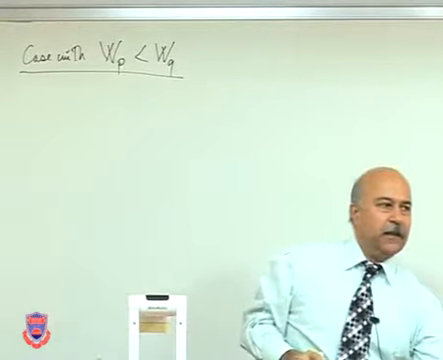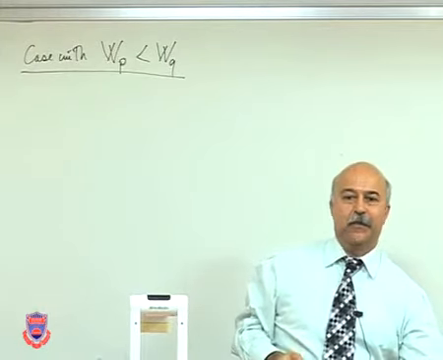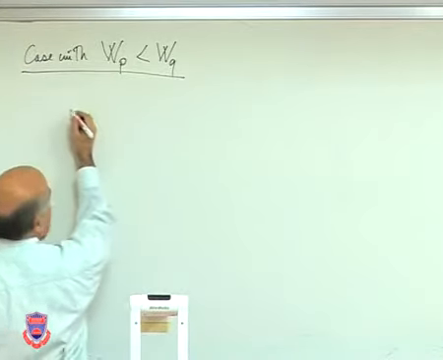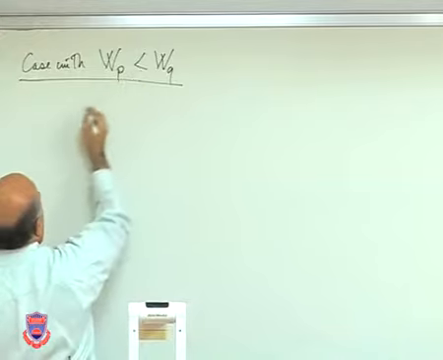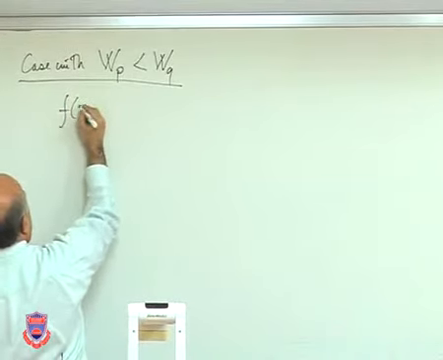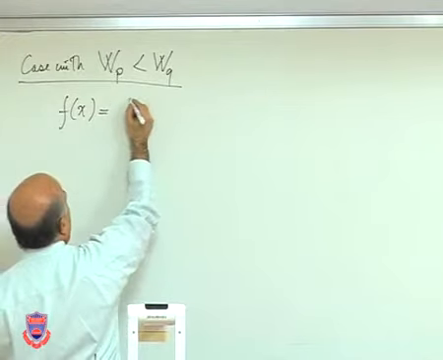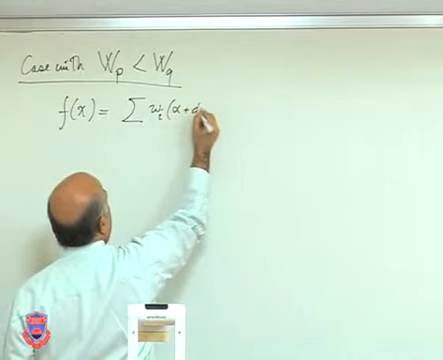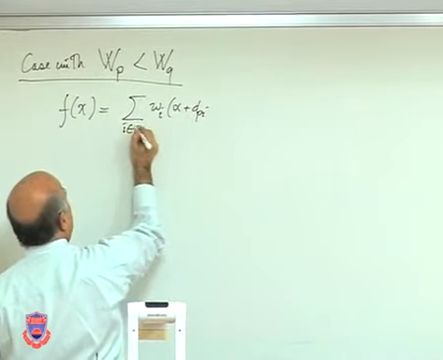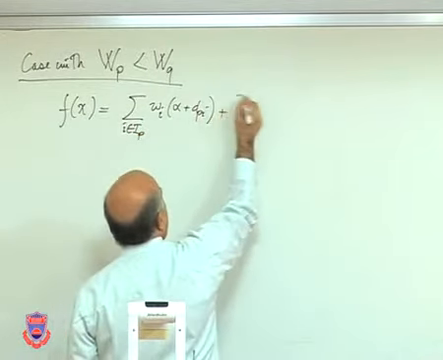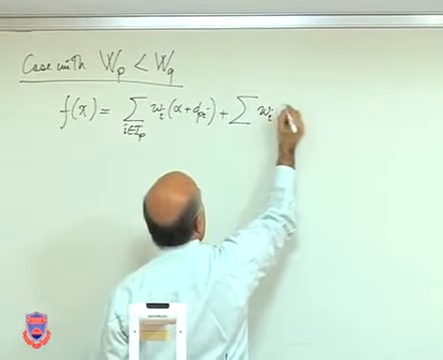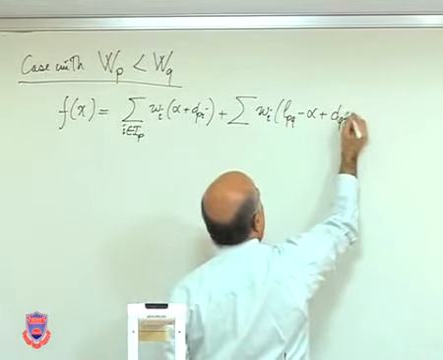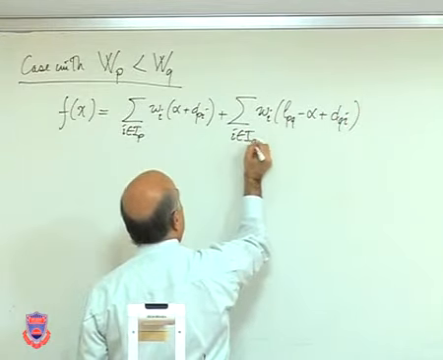Well, you can cut this short by simply saying that by symmetric argument, then f of VQ should be the minimizer. But let's do this because we have strict inequality. F of x in this case is going to be, again, summation Wi times alpha plus dpi, i in IP, plus summation Wi times LPQ minus alpha plus dqi, i in IQ.